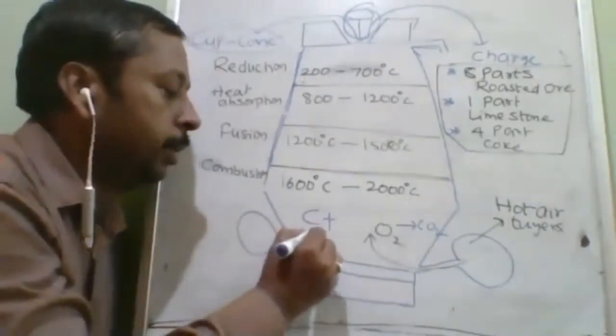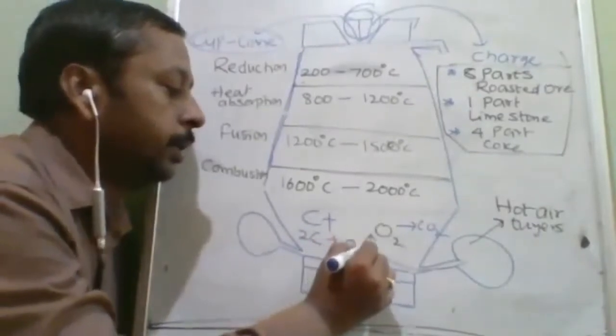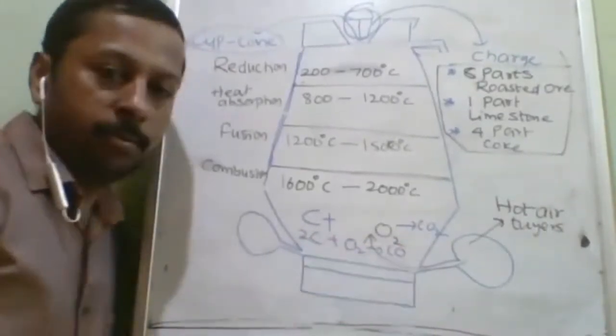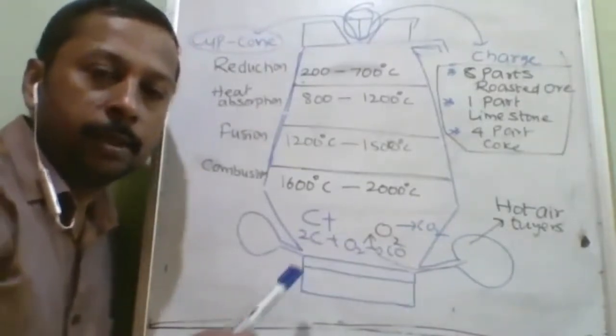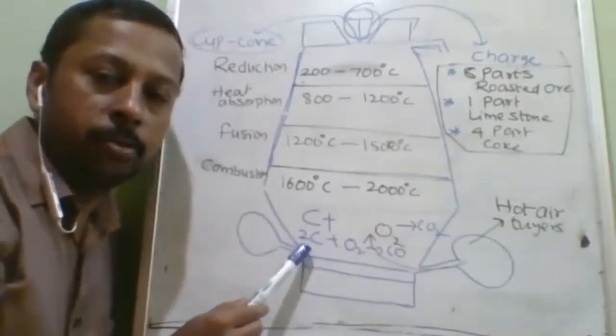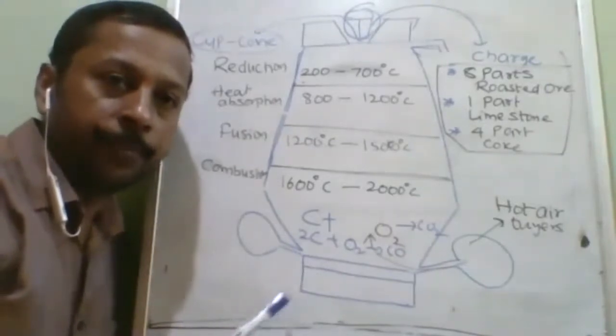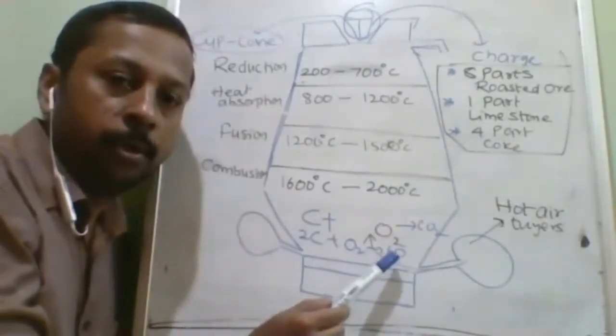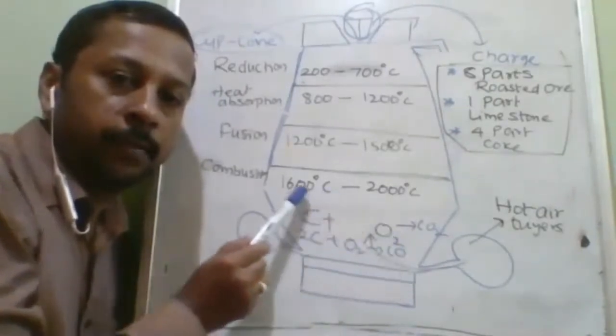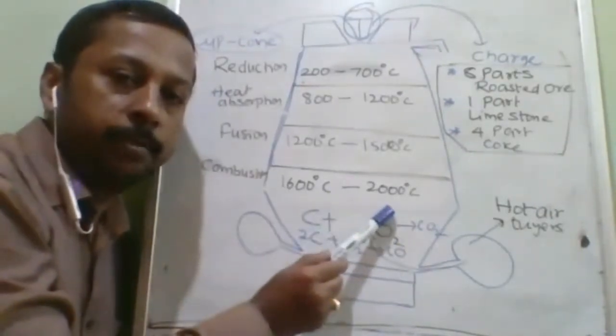Sometimes if oxygen is less, then it can result in carbon monoxide also. Okay, this is also a combustion reaction only. Combustion reaction is always an exothermic reaction. Which reaction? Exothermic reaction. So it is going to provide you with the heat. That's why this much hot temperature is maintained.